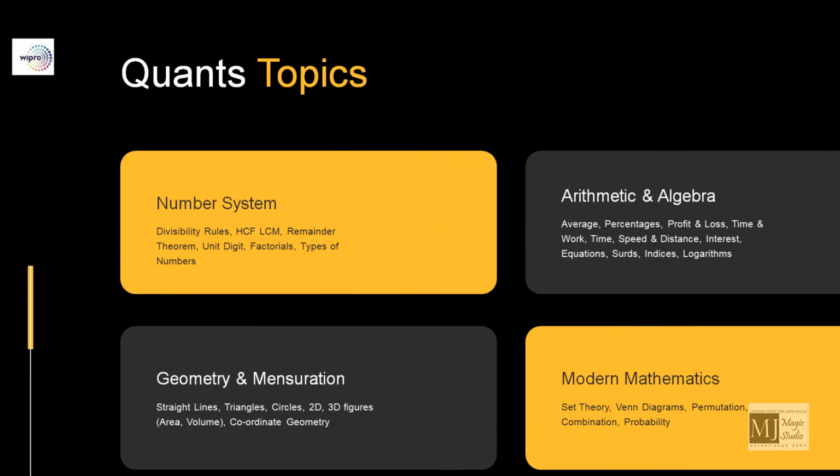The different topics on which questions are designed are basically divided into four parts: number system, with questions on divisibility rules, HCF, LCM, remainder theorem, last digit, factorial, simplification, fractions, types of numbers; arithmetic and algebra, with series, indices, log, questions on ages, equation, quadratic equation, interest, average, percentage, profit and loss, time and work, time, speed, distance. Geometry and mensuration always form part, like 2 to 3 questions from triangles, circles, 2D, 3D, mensuration, and obviously modern mathematics: set theory, Venn diagram, permutation, combination, and probability.